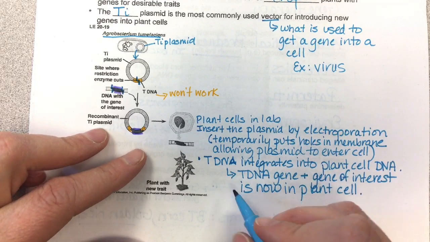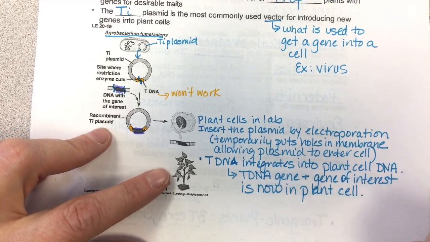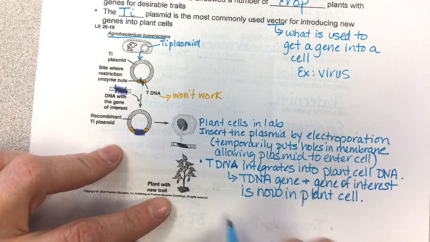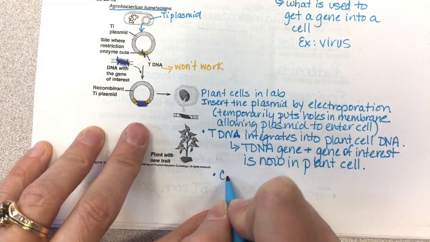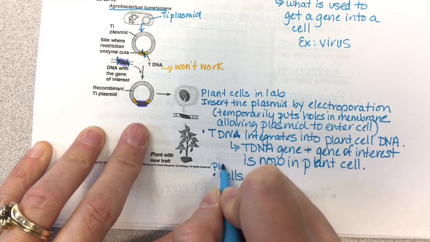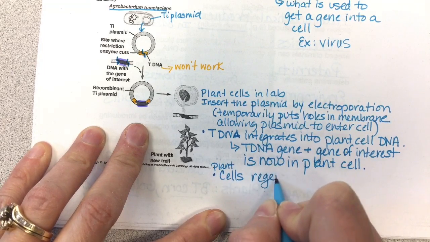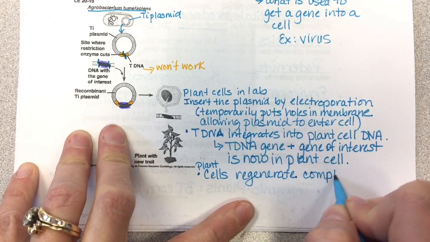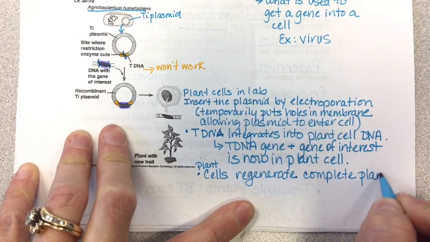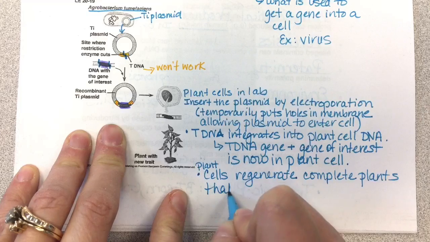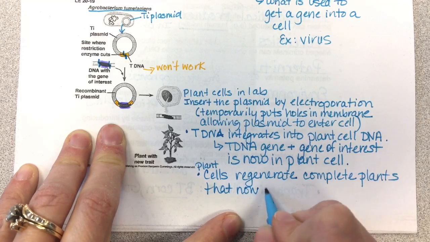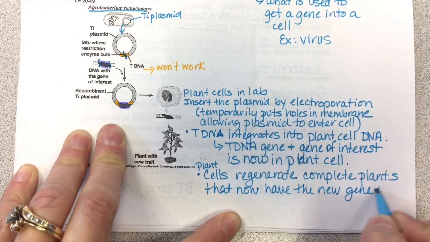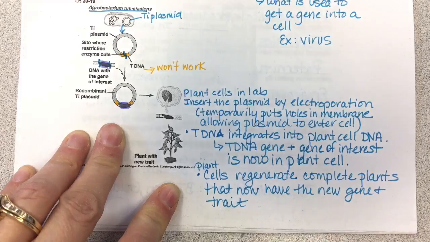And then what's unique about plants is that those plant cells regenerate complete plants that now have the new gene and therefore the trait, whatever that may be.